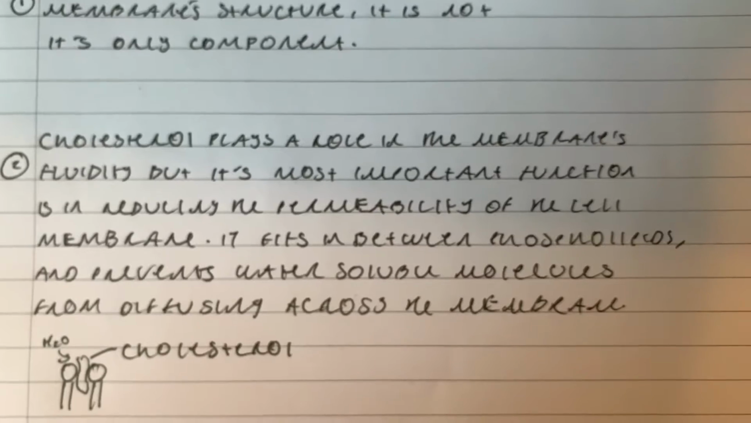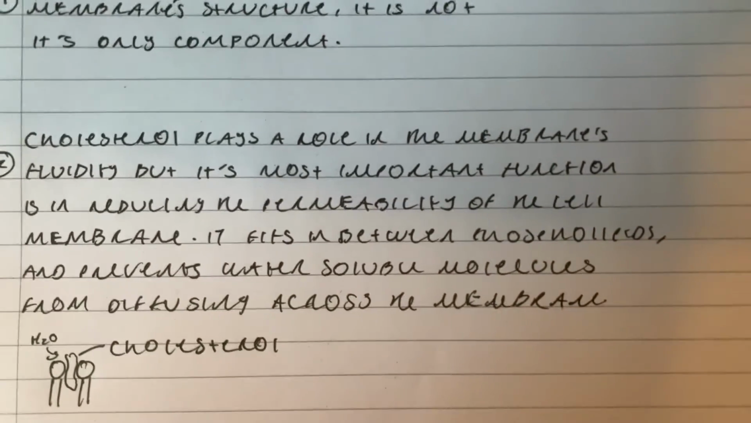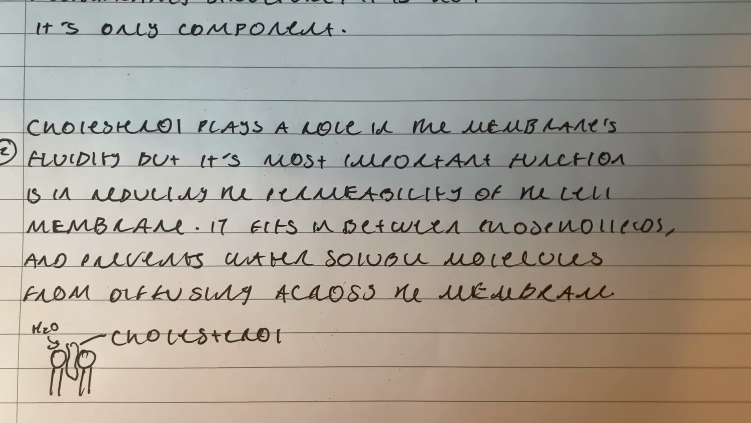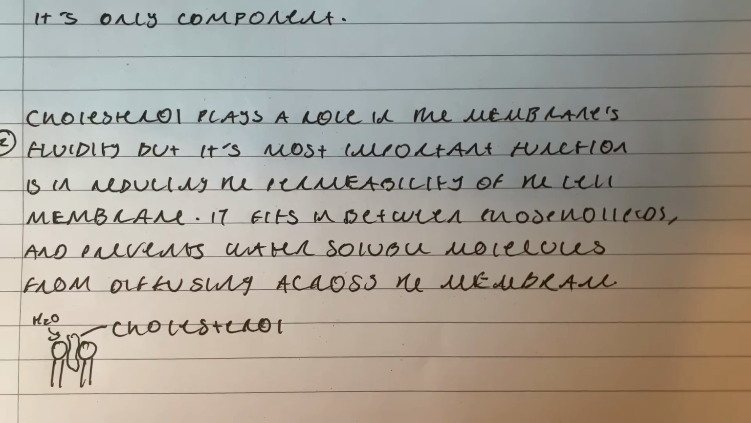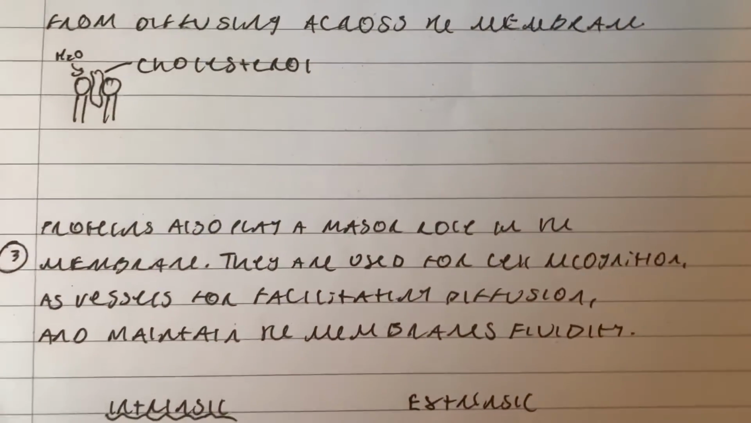Cholesterol plays a role in the membrane's fluidity, but its most important function is in reducing the permeability of the cell membrane. It fits in between phospholipids and prevents water-soluble molecules from diffusing across the membrane.